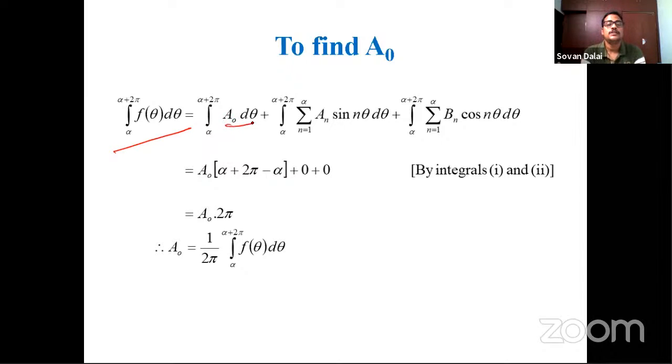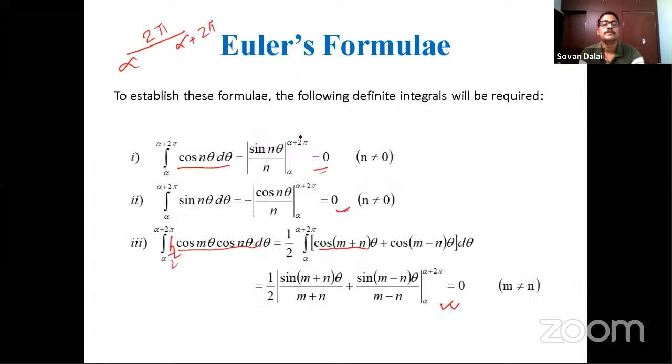So a0 dθ, we have to integrate from α to α+2π, and the summation from n=1 to infinity of an sin nθ dθ. This is the integration, and this is the integration from α to α+2π of bn cos nθ dθ. Now, if you remember the general formula, the integration of cos nθ dθ is equal to 0, and the integration of sin nθ dθ is also equal to 0.